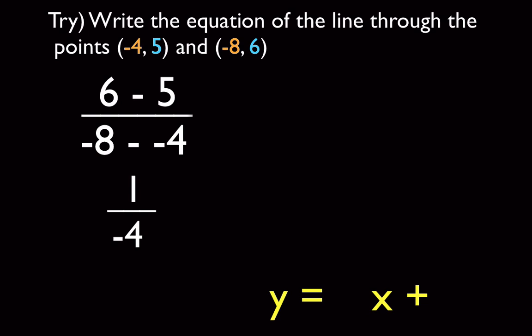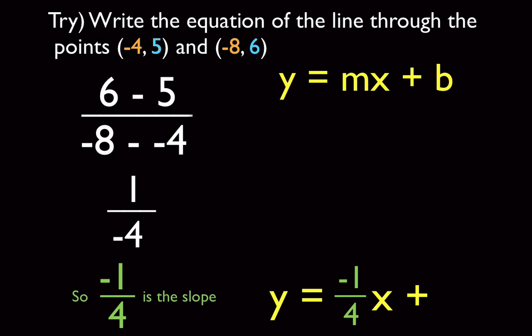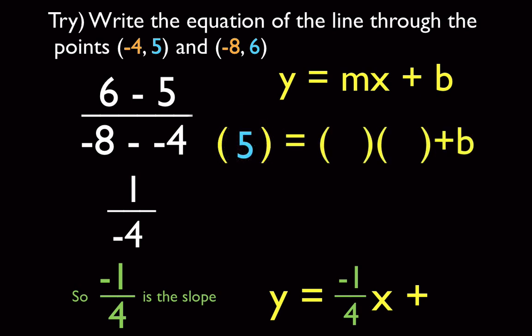Simplifying that out, we take the negative sign out in front or to the top, and we end up with negative 1/4 as our slope. Okay, now what we're going to do is we're going to pick one point to plug in, whichever one looks easier. To me, I thought the negative 4 looked easier.